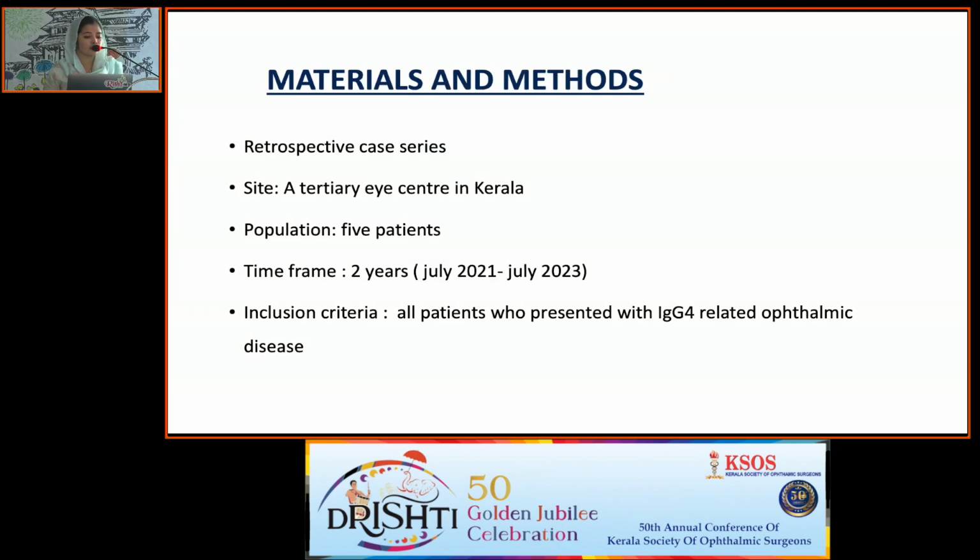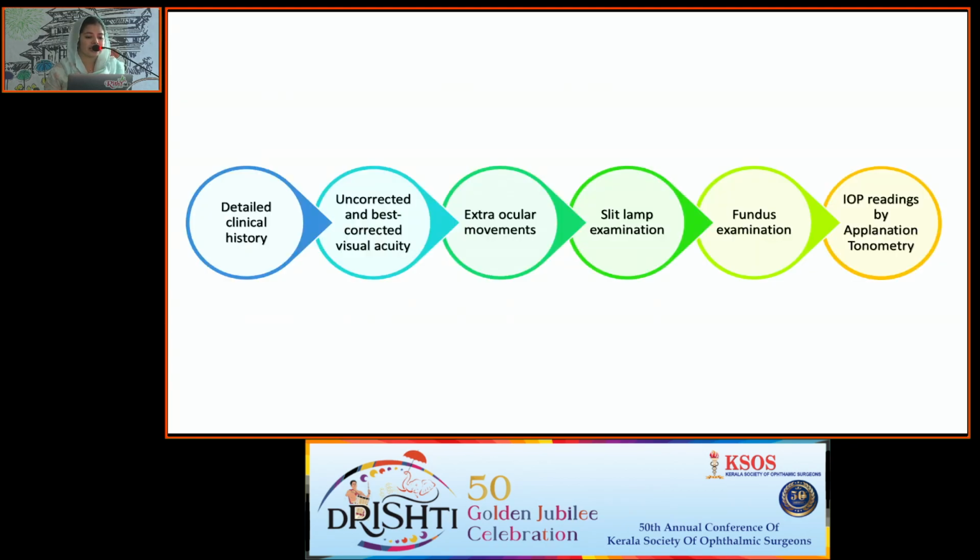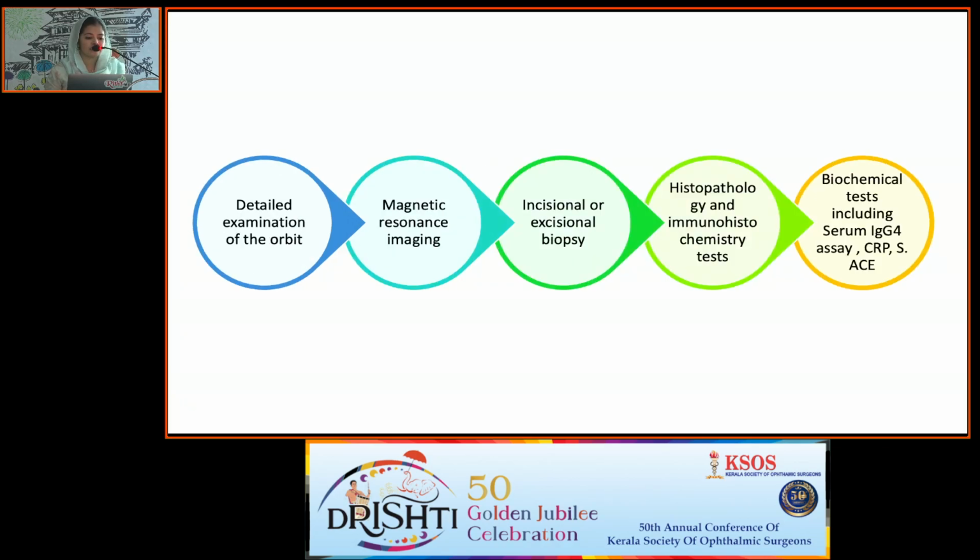Materials and methods. It's a retrospective case series done at a tertiary eye center in Kerala. 5 patients were studied in a span of 2 years, and all patients who presented with IgG4 related ophthalmic disease were included in the study. A detailed clinical history was taken, uncorrected and best corrected visual acuity and extraocular movements were recorded, slit lamp examination and fundus examination were done, and IOP readings were taken. Detailed examination of the orbit was done, magnetic resonance imaging was done, and incisional or excisional biopsy was taken and sent for histopathology and immunohistochemistry, and biochemical tests were also done.